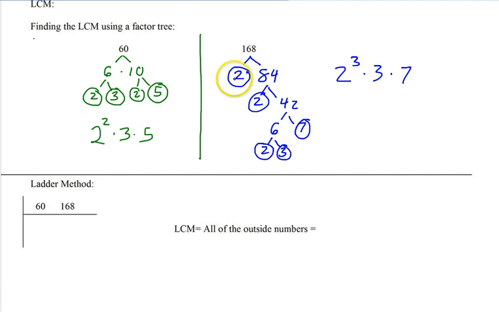And we have now created our two lists. So if you look at the list, this list says that we need two 2's, that's 2 squared, 1 3 and a 5. On this list we need 3 2's, a 3 and a 7.